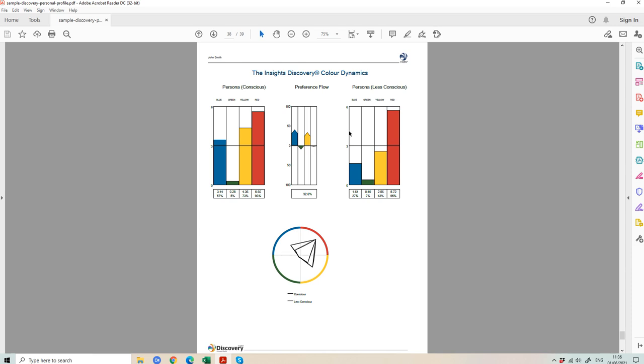So this is an example profile. It's just a discovery profile you can get from our website and download if you want to see what a profile is like and see all the chapters. So it's nobody's personal profile. It's just a random one that we have created.